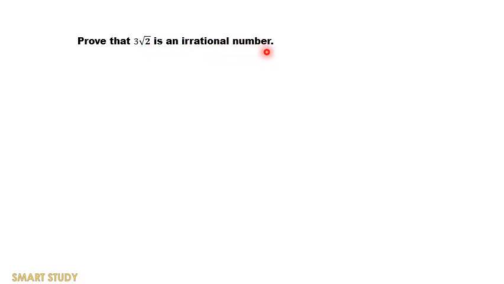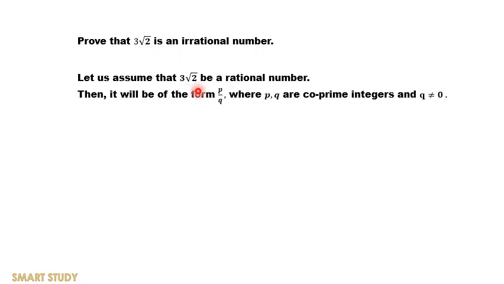With the help of the previous example we can solve this. Let us assume that 3 root 2 is a rational number. First we assume the opposite of the given statement: we are proving that 3 root 2 is irrational, but we assume it's a rational number. Then it will be of the form p by q, where p, q are co-primes, integers, and q is not equal to 0. Now p by q equals 3 root 2. This implies p by 3q, this 3 will multiply with this q, so p by 3q equals root 2.